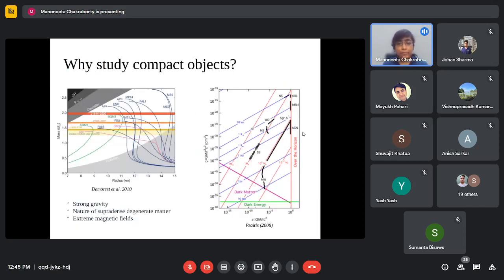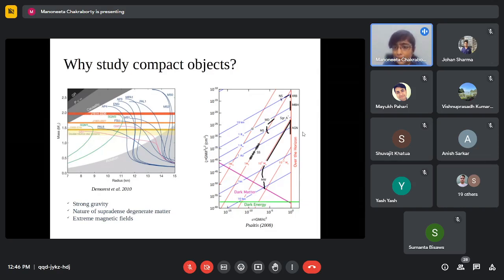So that makes them very exotic objects. So why do we need to study compact objects, either neutron stars or black holes? I will give you three very broad reasons. One reason is a little bit of a technical plot, but I will explain what this means. Here what we have is the curvature. Curvature basically gives you the strength of gravity as a function of the gravitational potential.